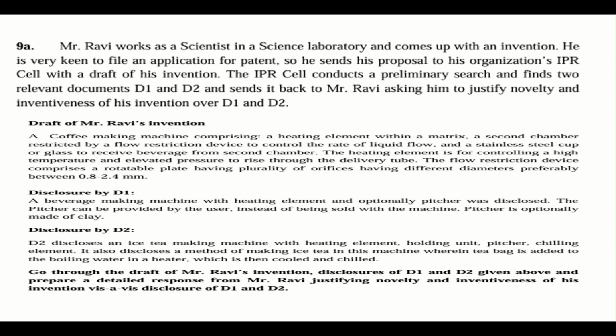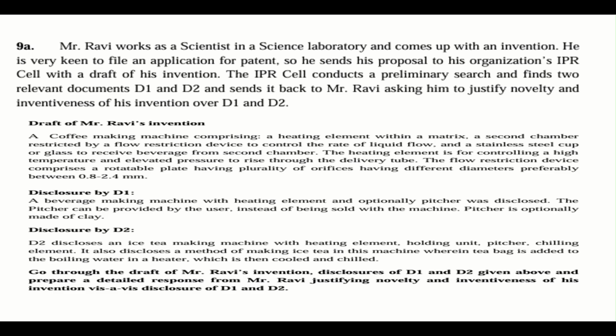So here firstly you should mention the facts of the matter at hand, that is, all the features of Ravi's invention. Thereafter, mention the features of each of the prior arts D1 and D2. This will help you answer the question easily by identifying what is novel and technically advanced.